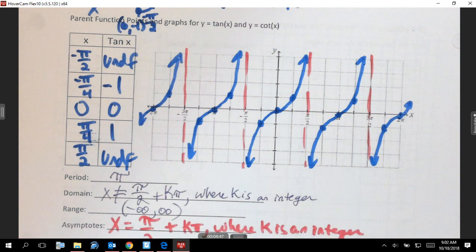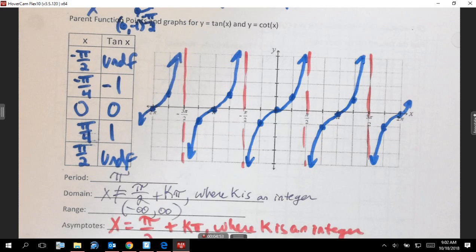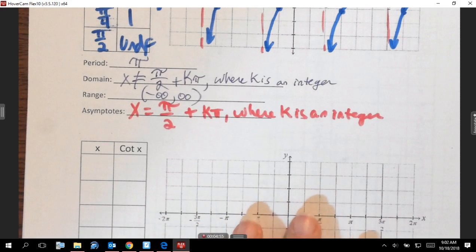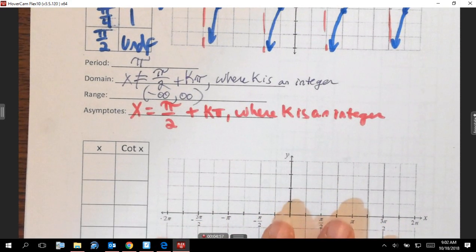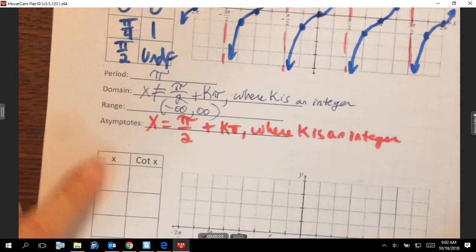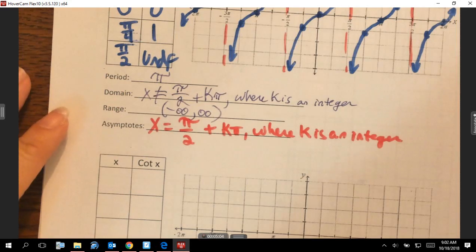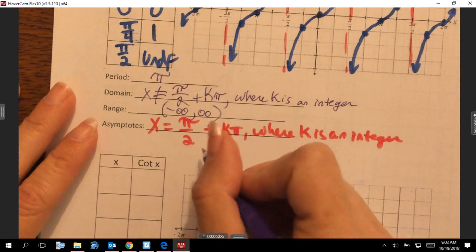All right, now we're going to do cotangent. And cotangent is a lot like tangent, except it's reciprocated. So the period for cotangent is going to be pi as well. It's just going to be in a slightly different location. The points are going to be different. So we were talking about arctan. Let's talk about arccotangent for a moment.